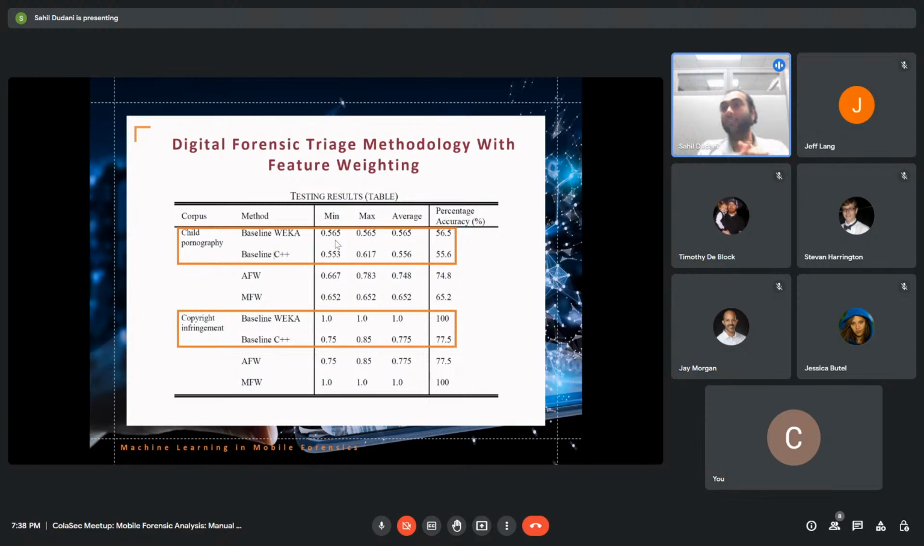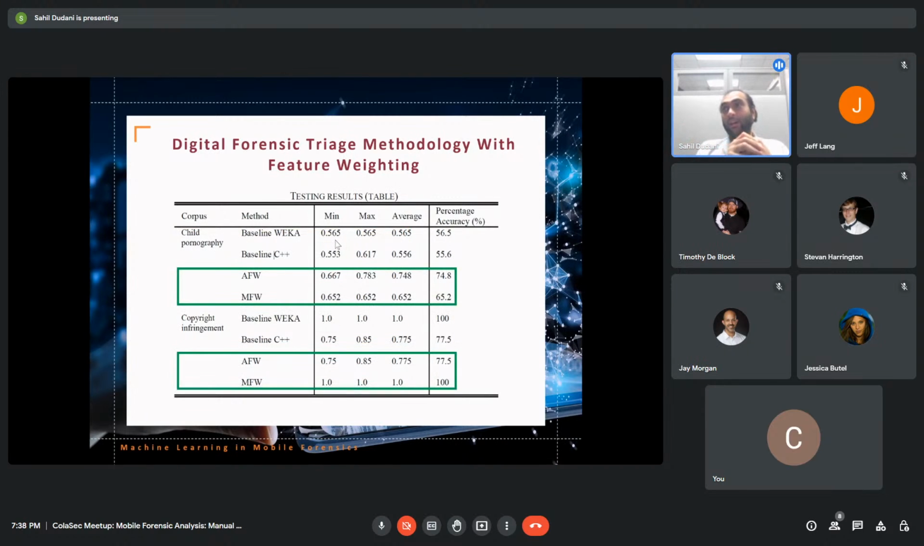If you see that the accuracy is like 56 and 55% in case of child pornography cases, and it is 100% in one of the cases in copyright infringement, and 77 in the other case. But with feature weighting, there were improvements. Like in case of child pornography specifically, there were improvements like 74.8% and 65.2%.